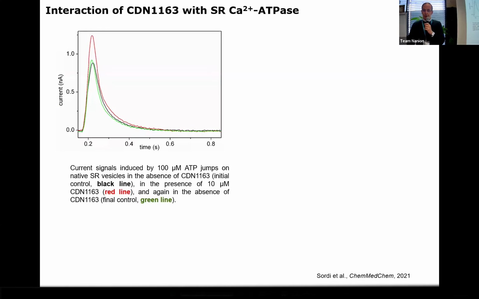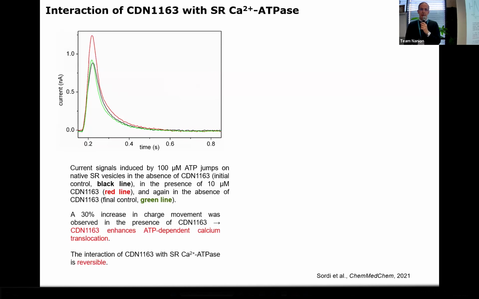And we performed ATP jumps on SR vesicles in the absence of CDN1163, the initial control, black line, and in the presence of 10 micromolar CDN1163, red line. As you can see, we observed a 30% increase in charge movement in the presence of CDN1163. And therefore, these results indicate that the compound has a remarkable stimulatory effect on SERCA transport activity by enhancing ATP-dependent calcium translocation.